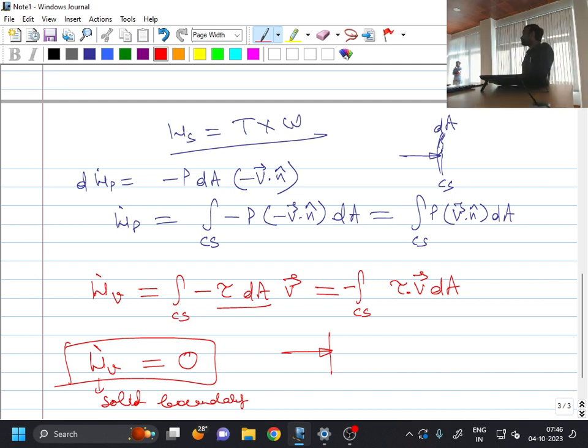Tau is stress, right? Yes. Stress is not a vector, so you cannot take a dot product of it. It is a tensor quantity. Stress is a second order tensor. Okay, so we will discuss this second order tensor in more detail in subsequent lectures. So it's a tensor quantity, that's why you can do it.